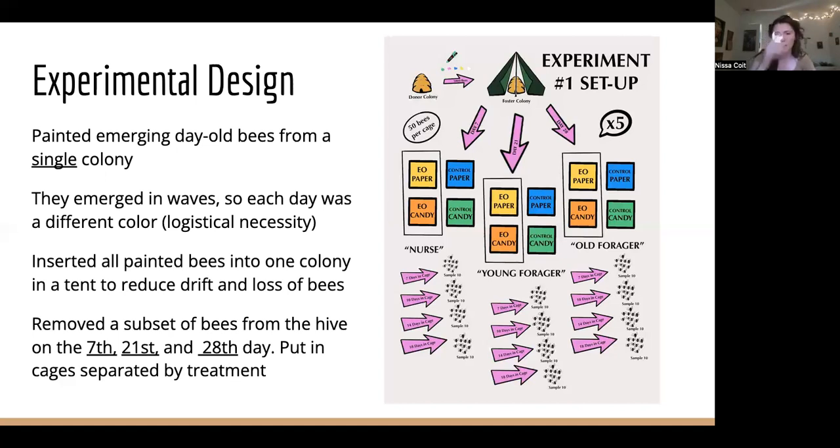And even though ethyl oleate is not a volatile chemical, I didn't want any of it to affect my control bees. So I put them in separate incubators at the lab. So that's what these boxes here represent, them being in separate incubators.